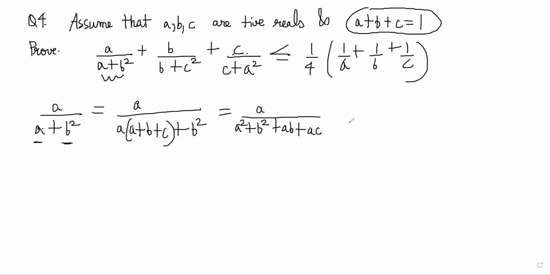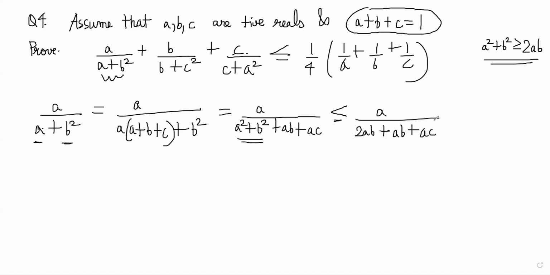Now, we know by AM-GM that A square plus B square is greater than or equal to 2AB. We know this, A square plus B square is greater than or equal to 2AB by the AM-GM inequality. So therefore, this will be less than or equal to A by (2AB plus AB plus AC). So that becomes basically equal to, we can cancel the A throughout, 1 by (3B plus C), right? So what we are getting is A by (A plus B) square is less than or equal to 1 by (3B plus C).